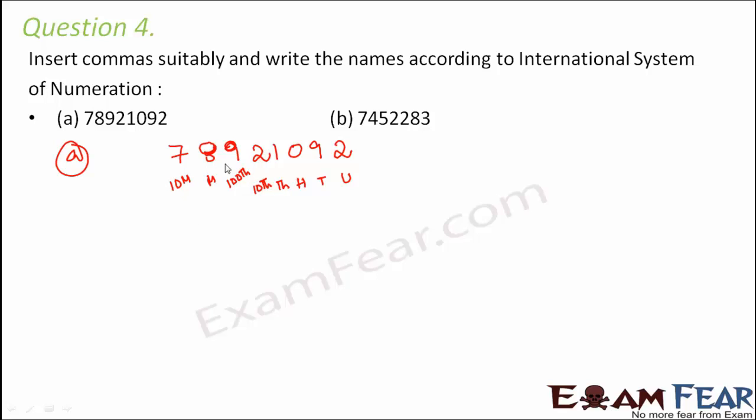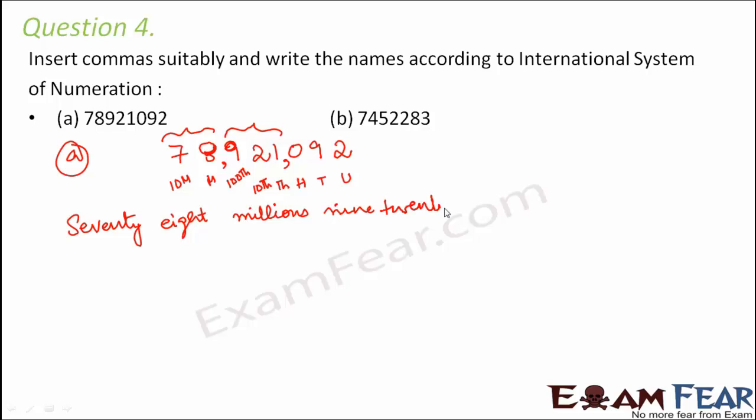So what it would be? Let's separate the millions. Then let's separate the thousands. And then we have the rest of it. So from this we see that it is 78 million and 921,092. So this would be 78 millions, 921,000 and 92. Let's look at the next one.